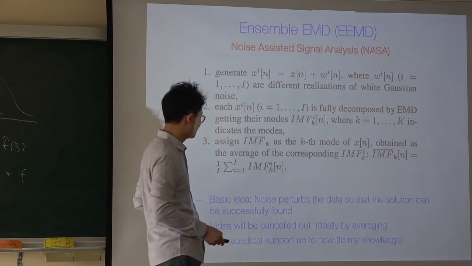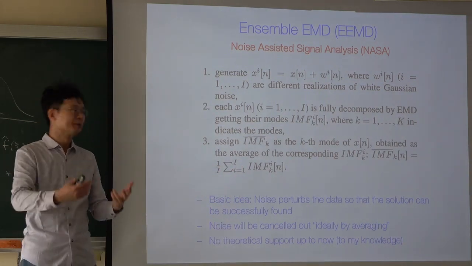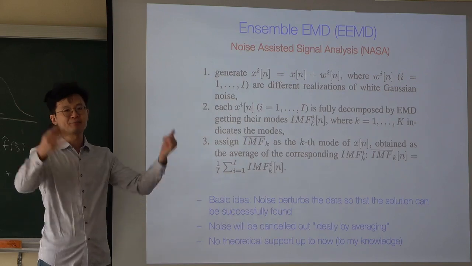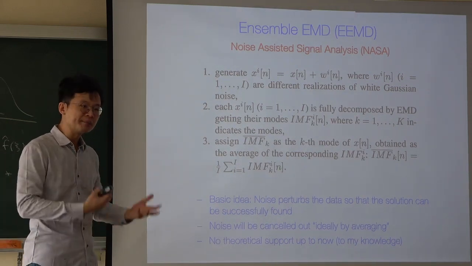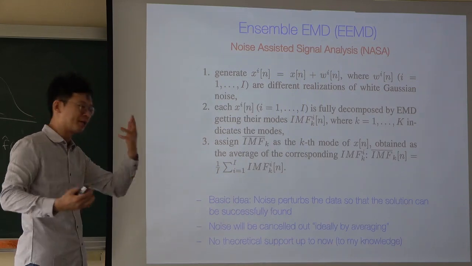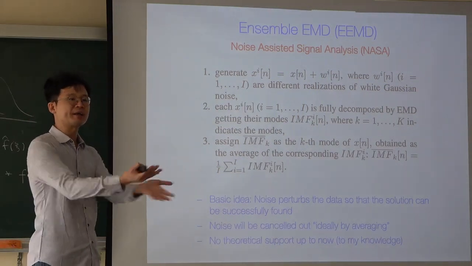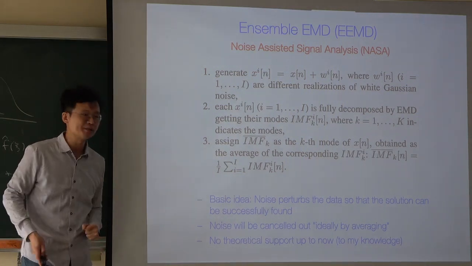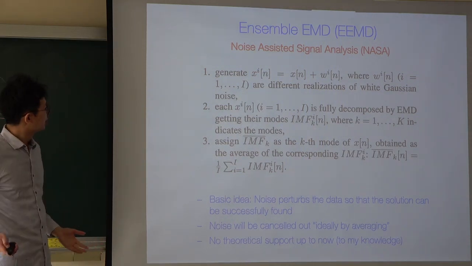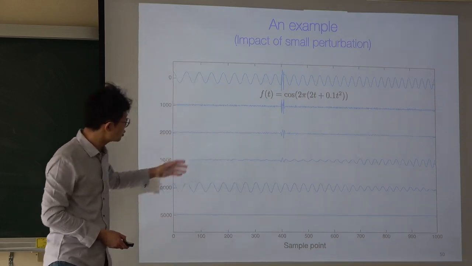So the basic idea is you use noise to perturb the structure in some hypothetically existing solution space. And hopefully, after the perturbation, because of the nonlinearity, once you take averaging, you can get something very nice. But again, no theoretical support. We don't know what's going on. In this example, actually, it performs quite well.